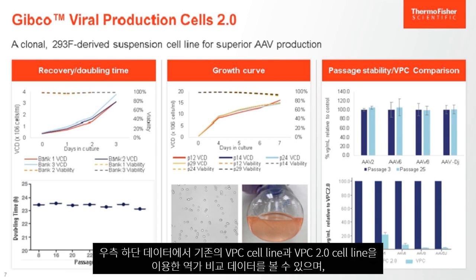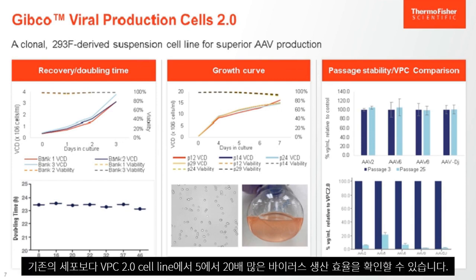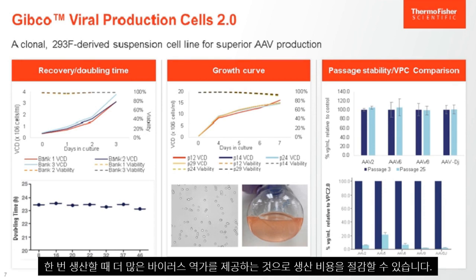And if we look at the VPC 2.0 cell line in the bottom right pane compared to the original VPC cell line, you can see that typically we can get between 5 and 20-fold higher titers of AAV utilizing the new VPC 2.0 cell line versus the original VPC cell line. So once again, offering much higher titers and reduced costs in terms of production.